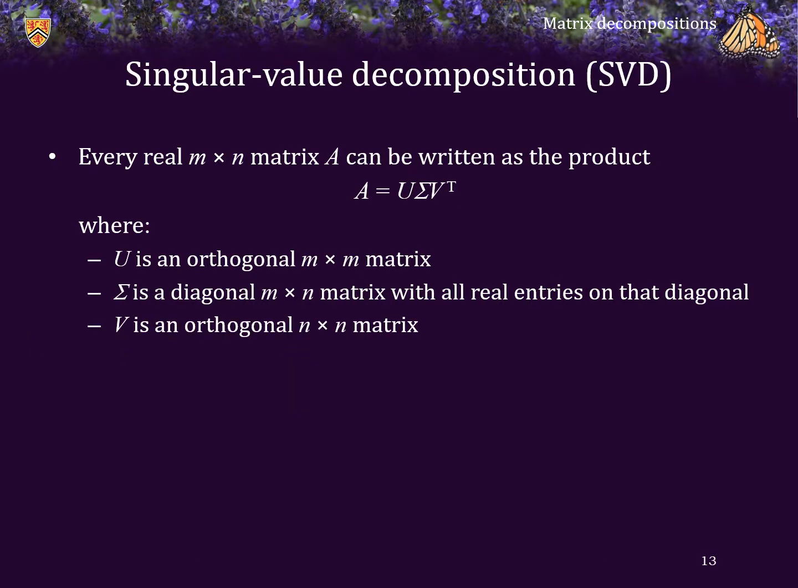Finally, the singular value decomposition says that every single m by n matrix A can be written as a product of A equals U times a matrix capital sigma times V transpose, where U is an orthogonal m by m matrix, sigma is a diagonal m by n matrix where all the entries on the diagonal are real, and V is an orthogonal n by n matrix.